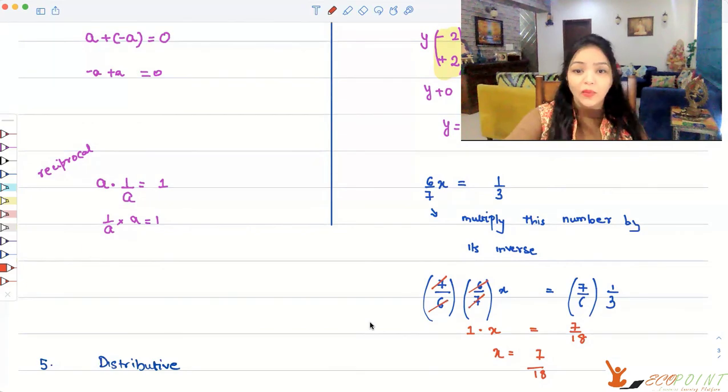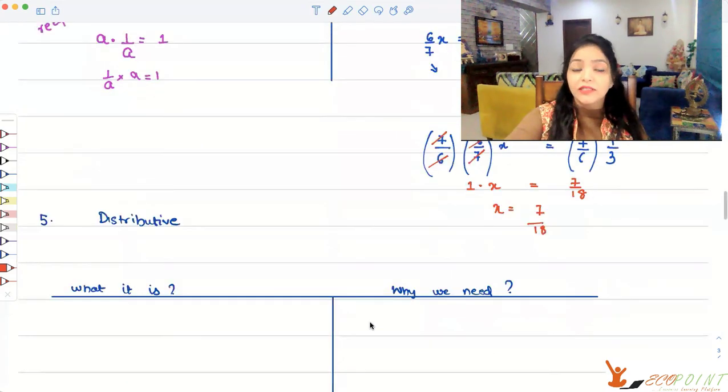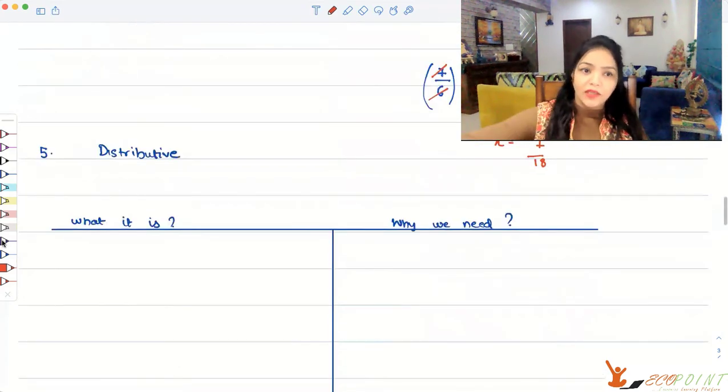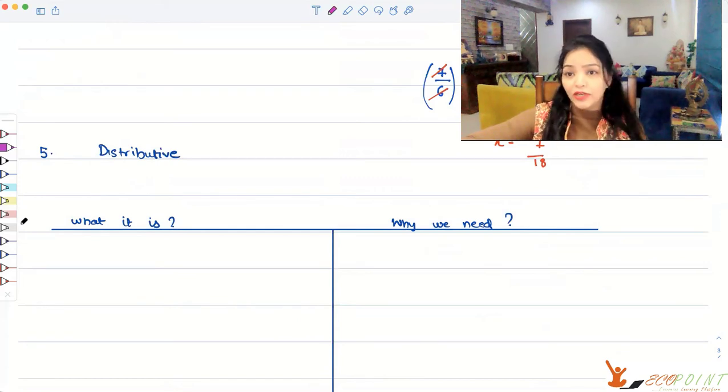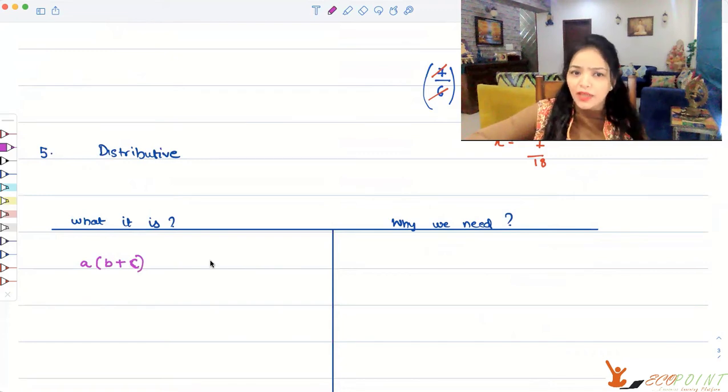Next comes a very important property, the distributive property. Now, the distributive property relates to both addition as well as multiplication together. And it's very crucial for us when we are working with variables and equations. So suppose you have a multiplied by b plus c. So a times (b plus c) should be the same as a times b plus a times c. It should not be different.